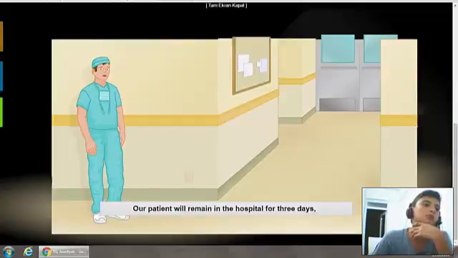Our patient will remain in the hospital for 3 days, followed by 3 to 8 weeks of physical therapy. Because of this surgery, our patient will have significantly reduced pain and increased mobility.